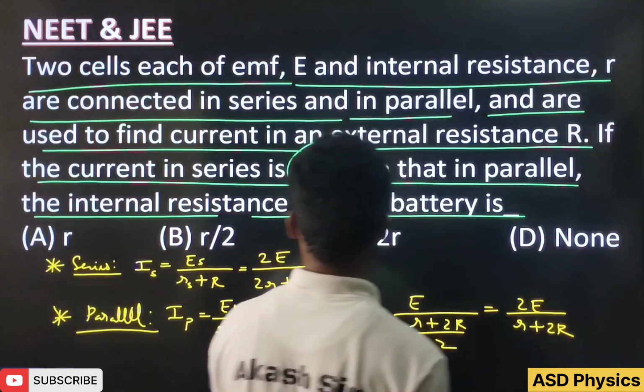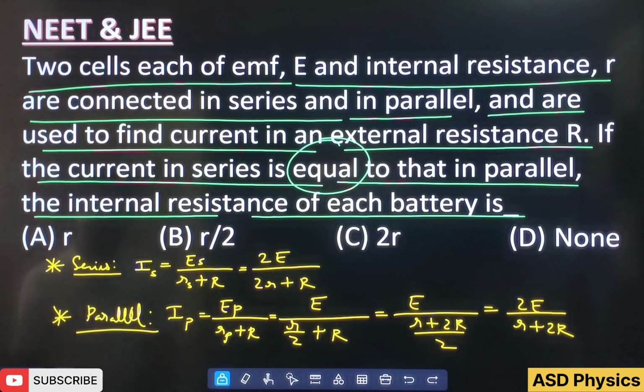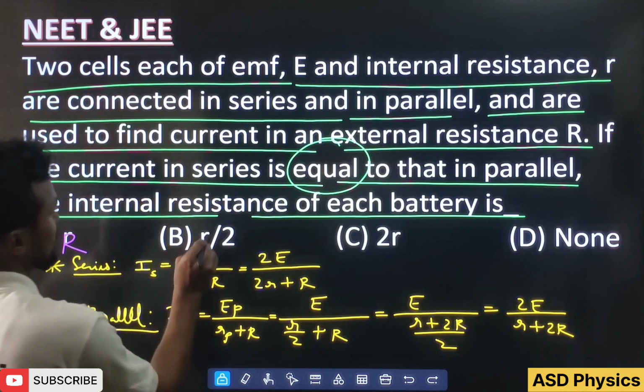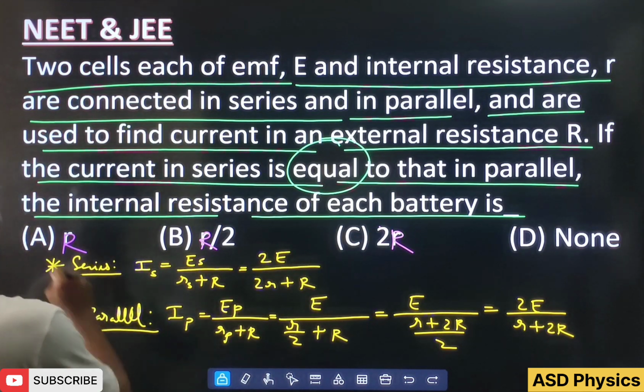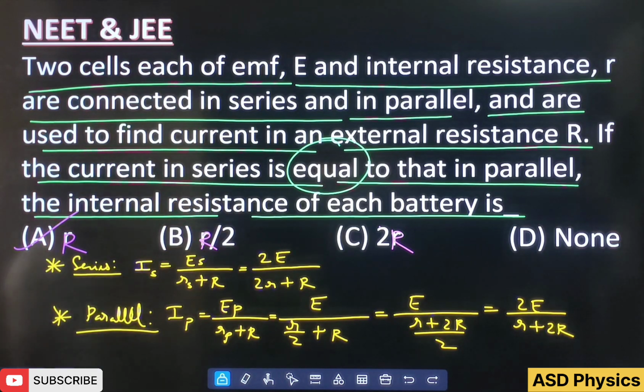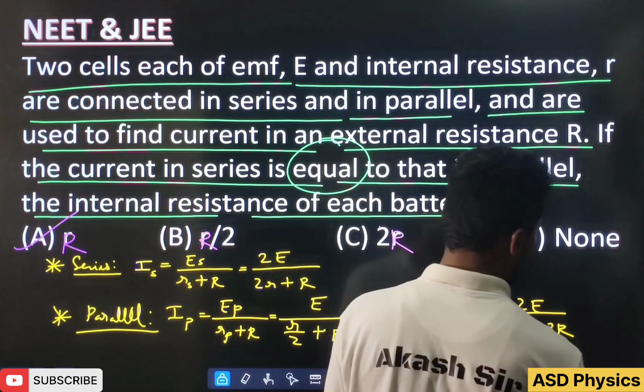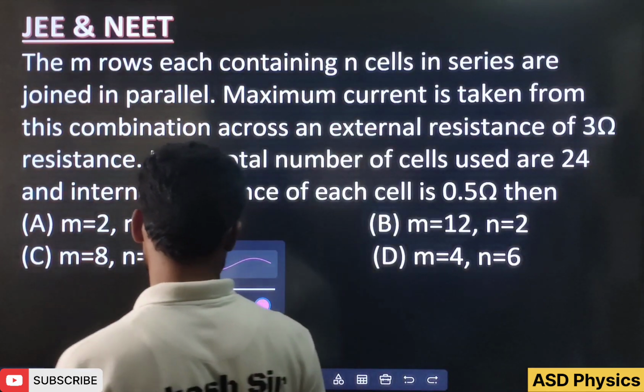So if you see here, the internal resistance of each battery is, let's take, R by 2 and 2R. Now small r equal to capital R, that means the correct option is option A. Option A is the answer. Okay, great.